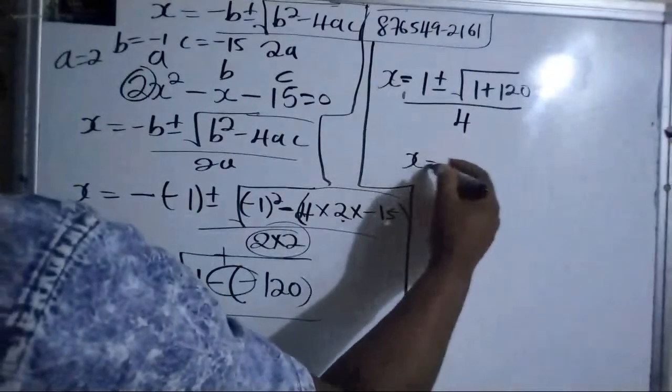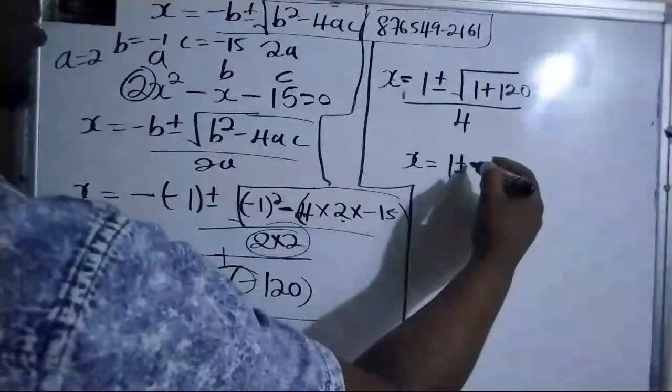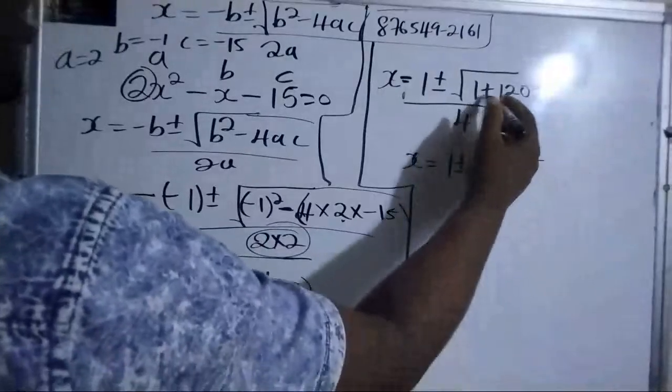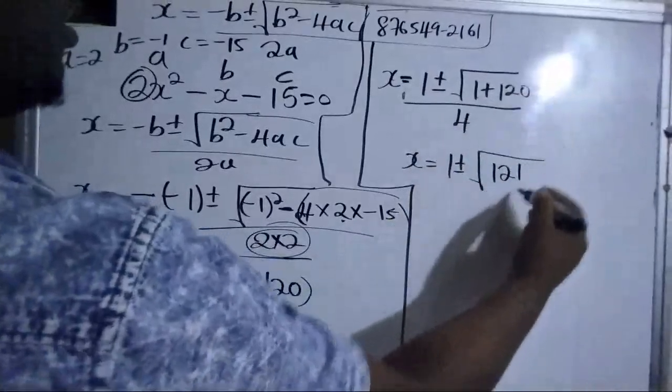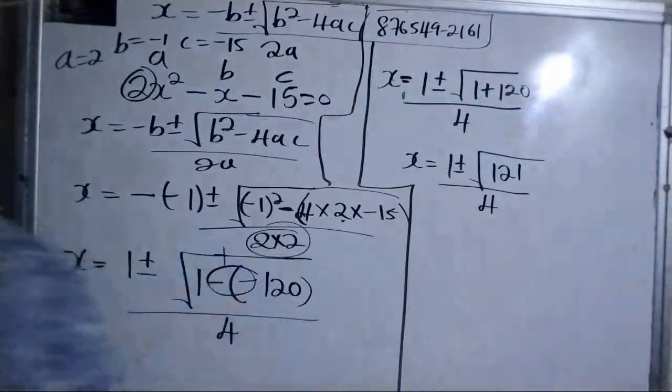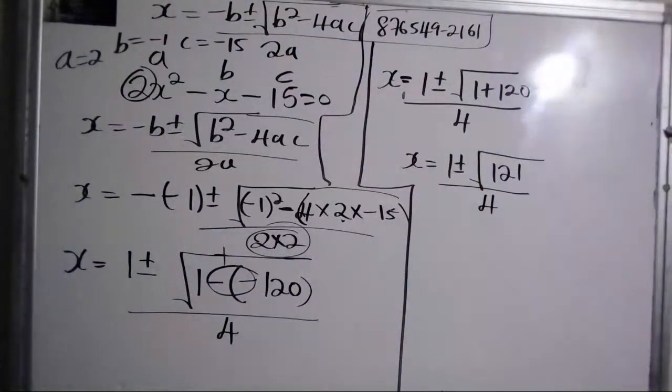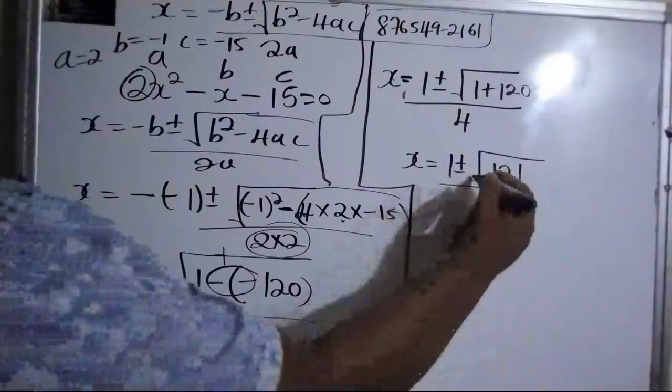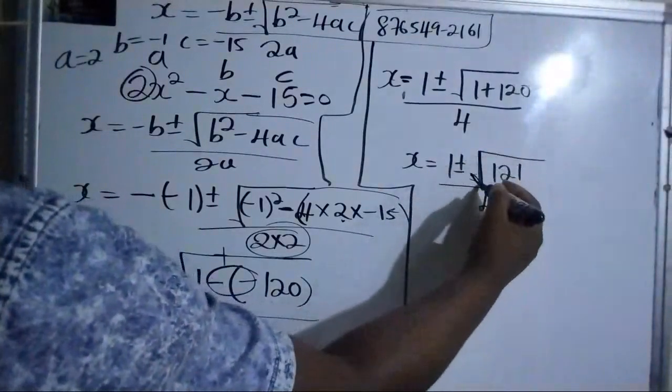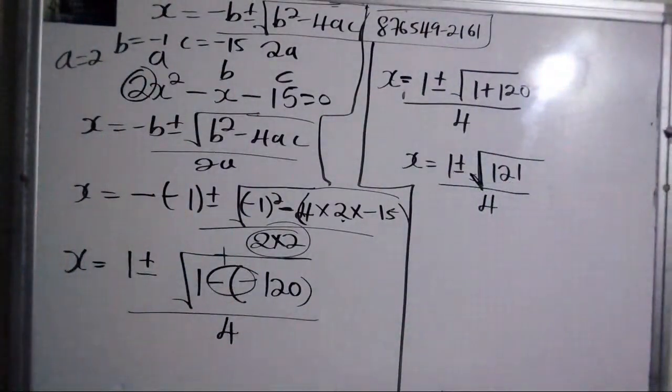So x now is equal to 1 plus or minus the square root of 1 plus 120, which gives us 121, over 4. Alright? So if you know your times tables, we know that. Find the square root of 121, someone. Please tell me what you get. What would be the square root of 121? Which number can we multiply by itself to give us 121? And that would be 11, right?